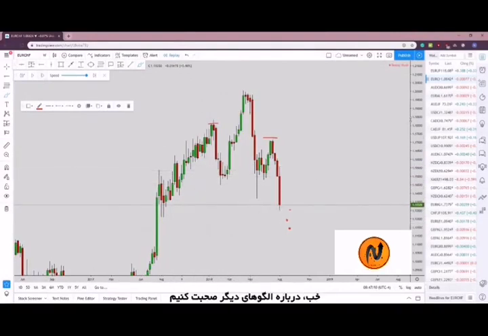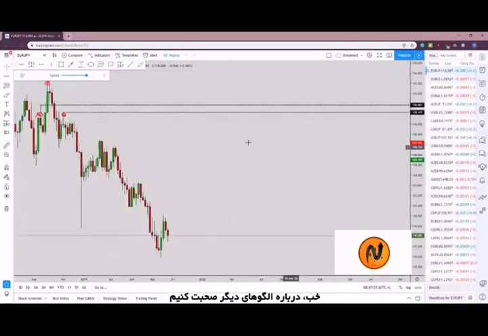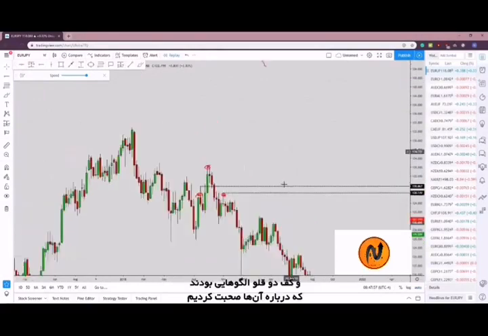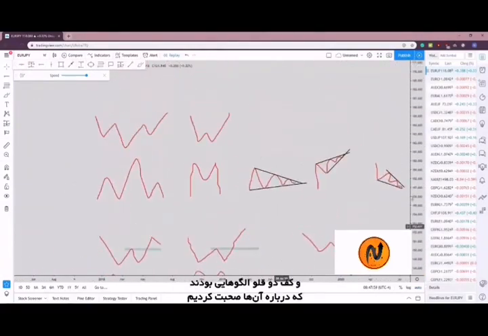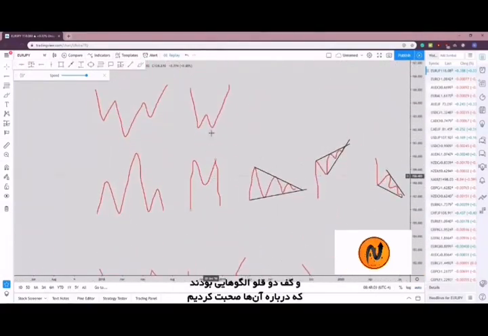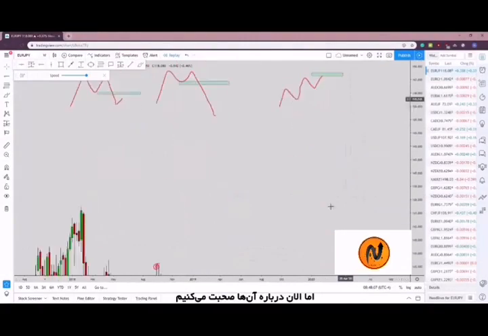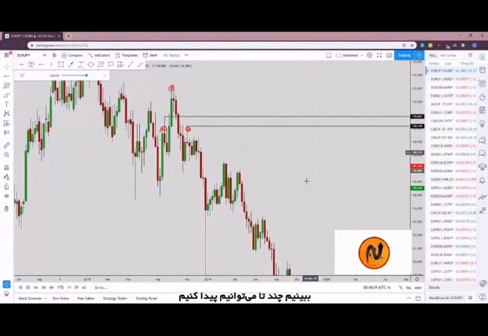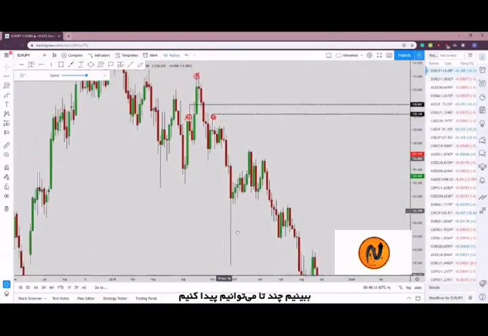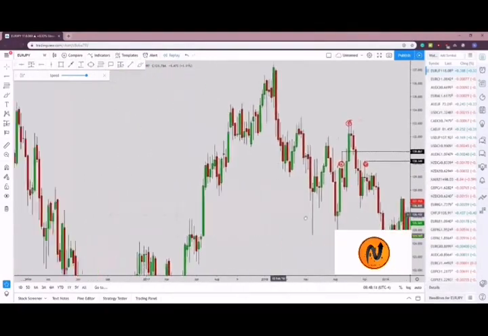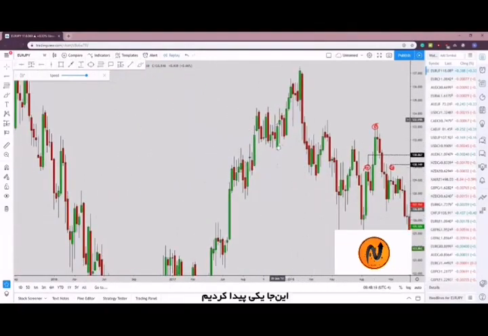So let's continue going with our patterns, and let's speak about double tops and double bottoms. This is the second pattern we spoke about, double tops and double bottoms. These patterns will be a little bit harder to identify, but let's see how many we can actually spot. As you can see here, we immediately see one.